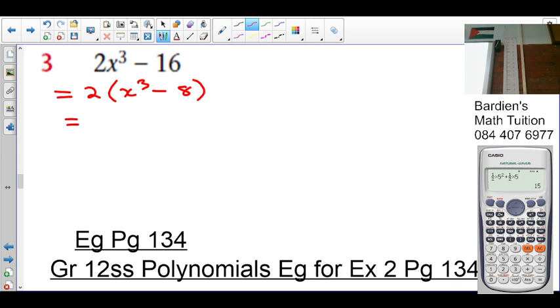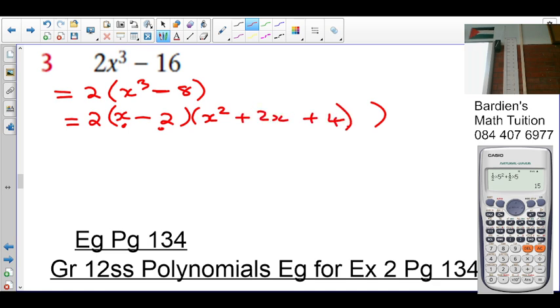So we take out 2 as a common factor. What's the cube root of x cubed? x. Is minus, so there goes minus, cube root of 8 is 2. So what do I do? I square the first term. So what do I get? X squared. So x times negative 2 and the opposite sign, so you're going to get positive 2x, and the last term squared will be positive 4. Do you guys understand? Any confusion?